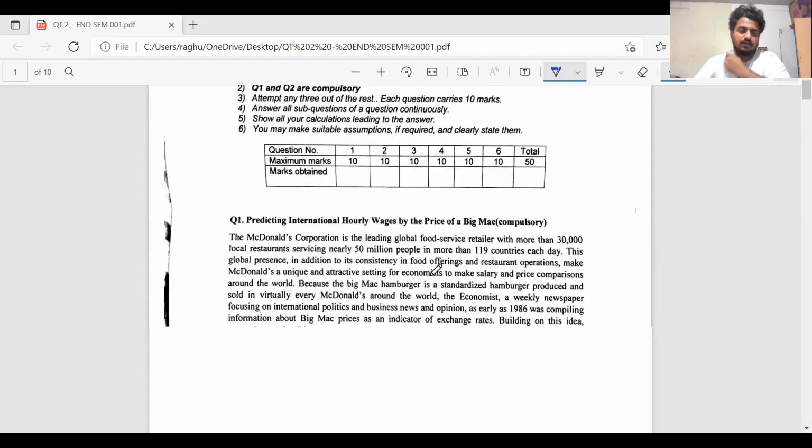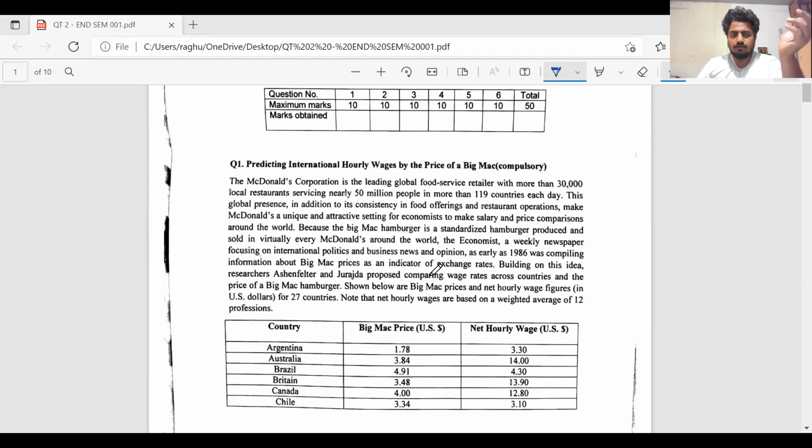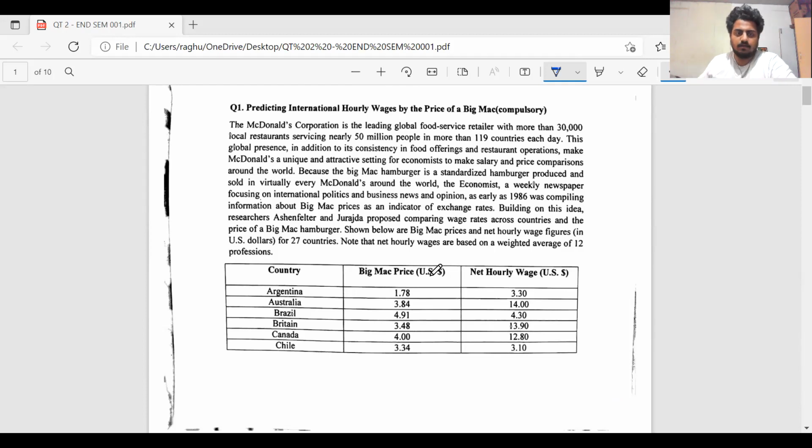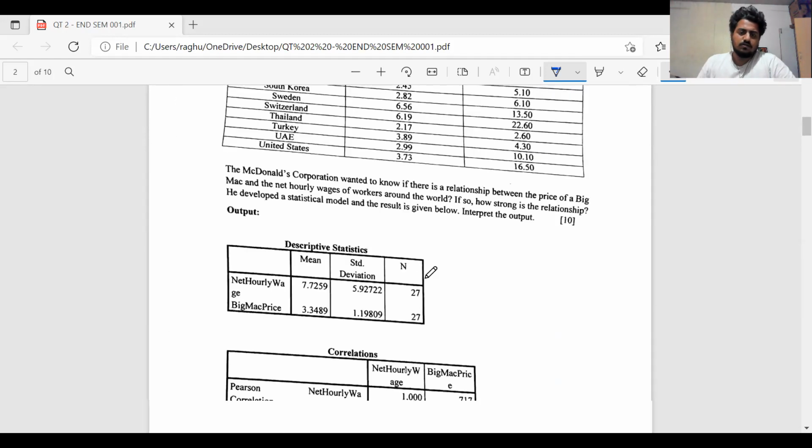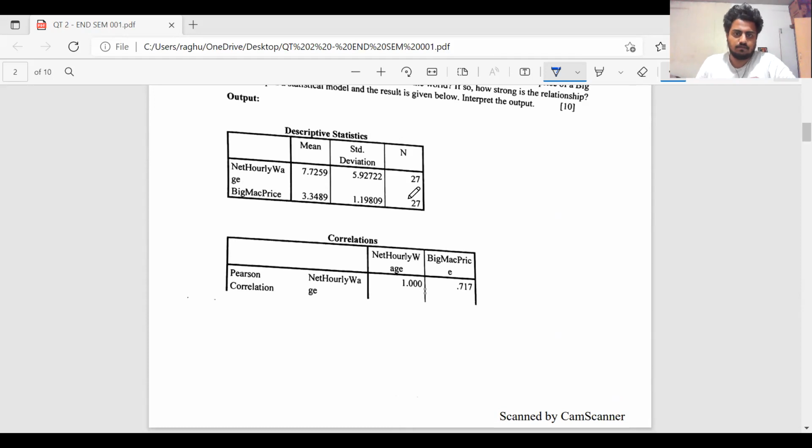So this is the question that we have here. This document will be shared, so this question can be read later at your own pace. But to give an overview of the question so that we can do a good analysis, this is about the price of the Big Mac burger in every particular country, and they are trying to find if there is an association between the price of the Big Mac and the net hourly wage in that particular country. Now, why are they doing it? If you read the question, you will understand. Let's not go to that part. So these are the outputs that we have here from SPSS.